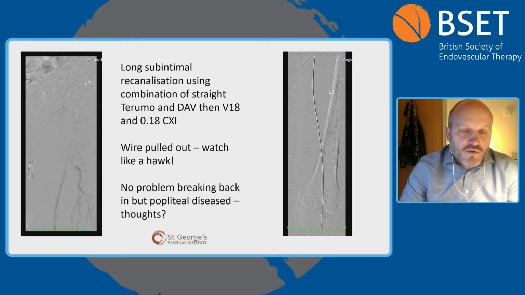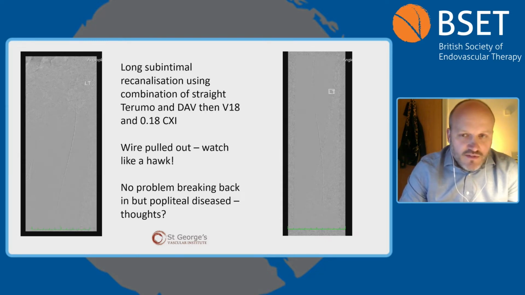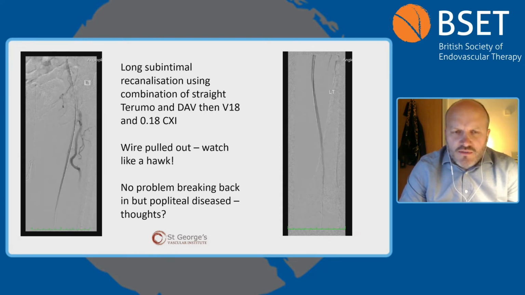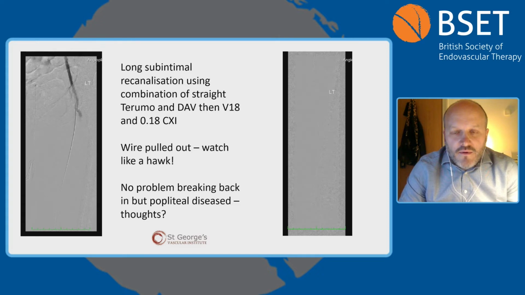But once we got in, the wire went straight back down, and breaking back into the above knee popliteal wasn't particularly difficult. We didn't need to use re-entry devices or anything, which is good because I'm not sure we've got a long enough Outback, even if we needed to. The problem was, as you can see on that angio image on the right hand side of the screen, that the above knee popliteal is diseased.